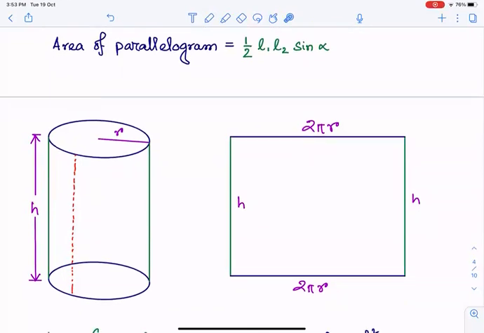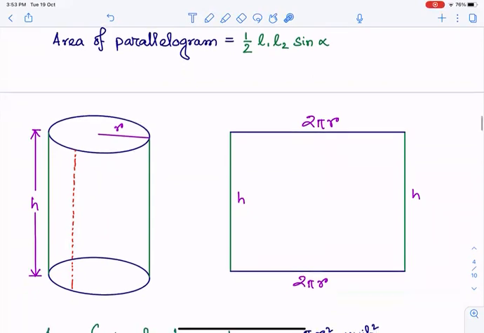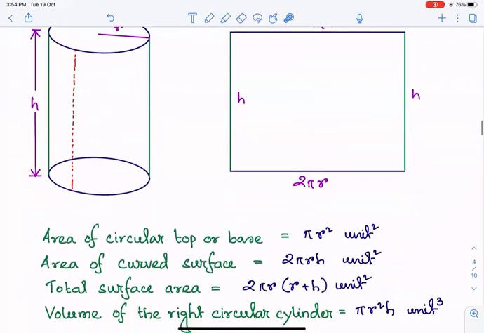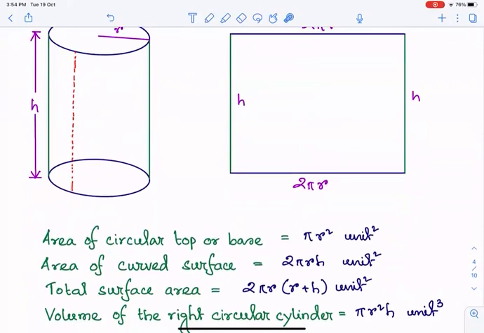And we can think of this circular surface of area pi r square being stored one after another to create this volume. So that means the volume of the right circular cylinder will be pi r square into h. So first of all, the area of the circular top or base is pi r square unit square, that's for the circle. The curved surface having area 2 pi r into h, that gives us the total surface area as the addition of these two. Now there are two such circular surfaces.